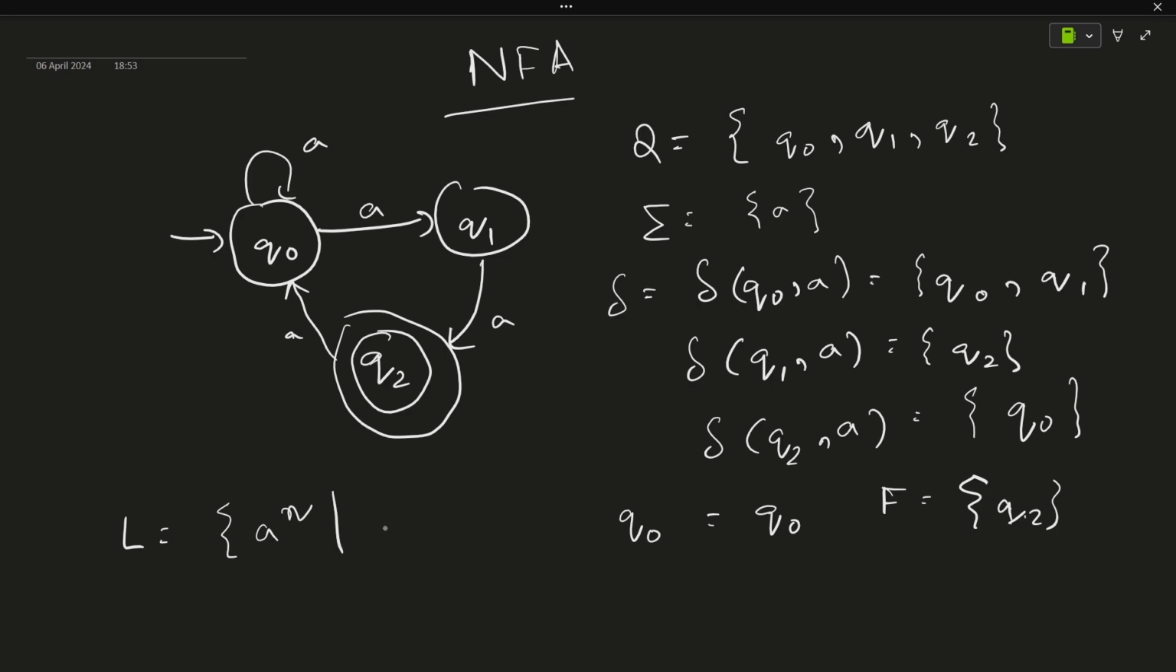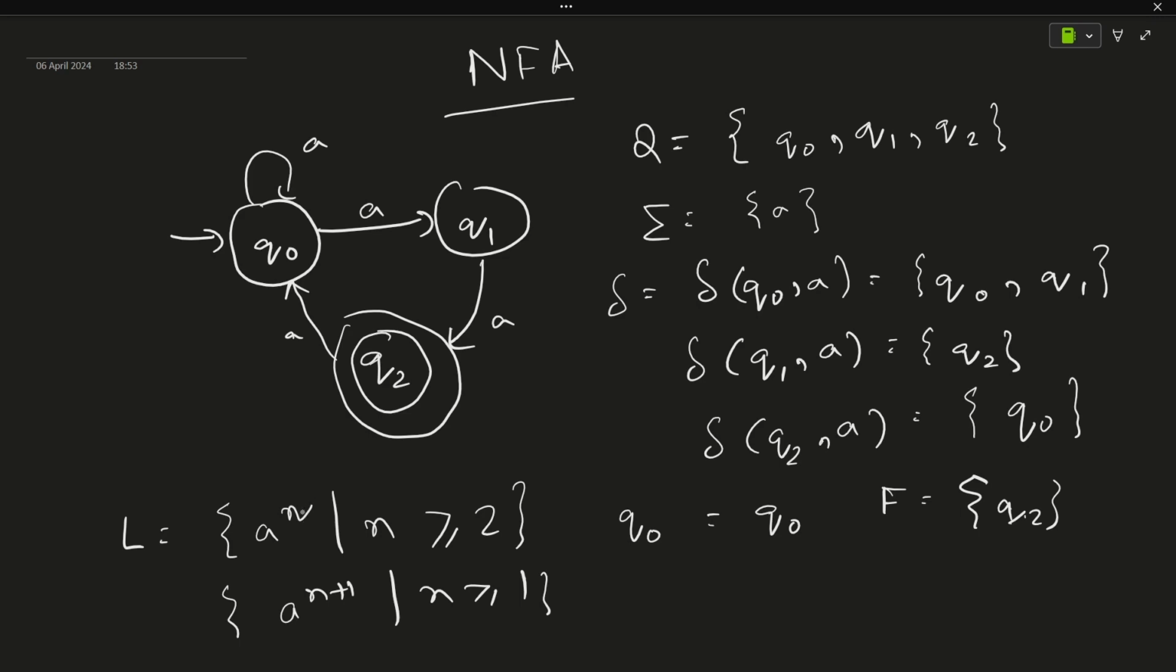A to the power n, or you can say anything, n plus 1, n, all this satisfies. If you write 0, then it will be accepted. Will it be accepted? No, because n is greater than or equal to 2. So you have to start from 2.